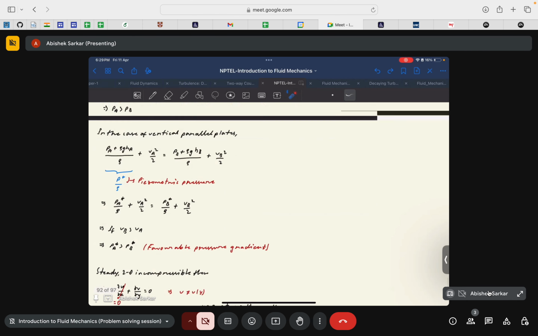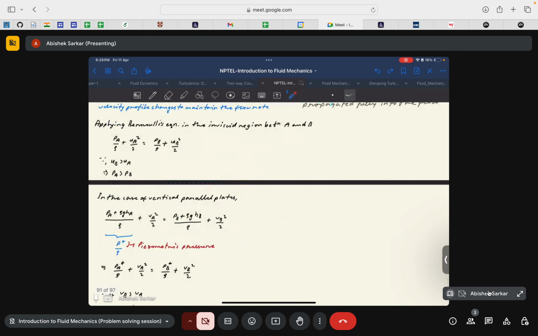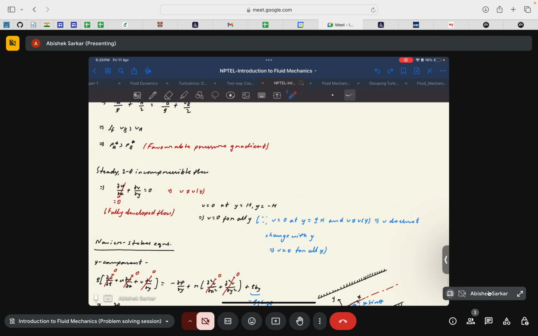From the no slip boundary condition, velocity at y equal to h will be 0. Then again, velocity at y equal to minus h will be 0 from the no slip boundary condition. So we have v equal to 0 at y equal to plus minus h, and v is not a function of y, so v does not change with y. Since v is 0 at the walls and does not change with y, the only condition that satisfies both is that v has to be 0 for all y. And that's why v becomes equal to 0.